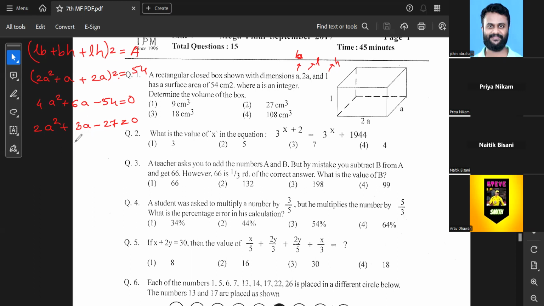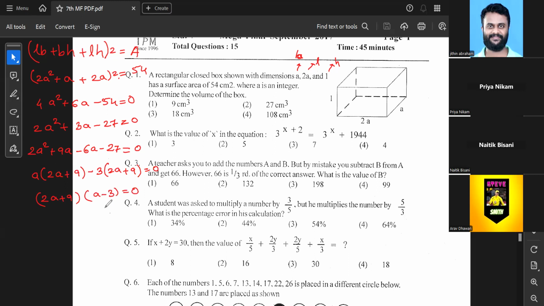What can be the number? 9 6s are 54, it is. So 2A square plus 9A minus 6A minus 27 is equal to 0. So this gives, when I take A common, I'll get 2A plus 9 over here. When I take 3 common outside, minus 3 common outside, I'll get 2A plus 9 over here as well. And that gives me 2A plus 9 and A minus 3 is equal to 0.